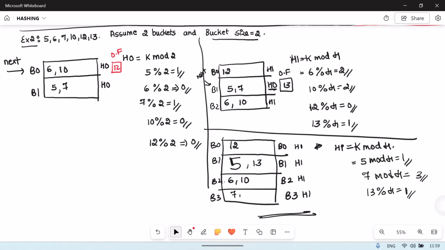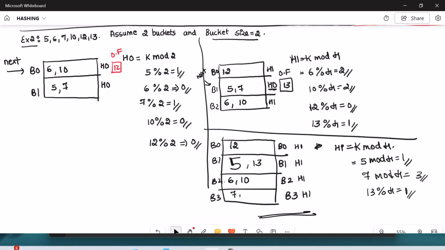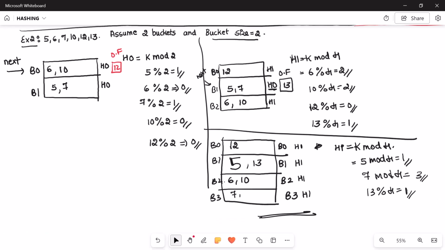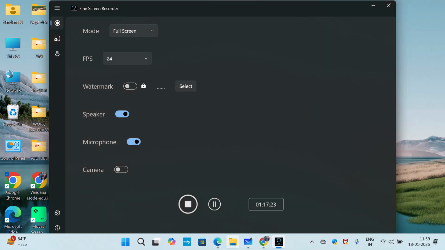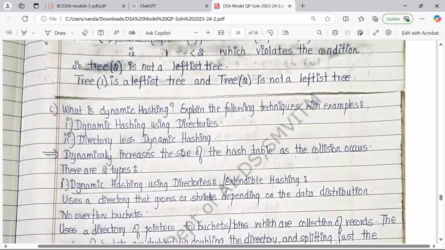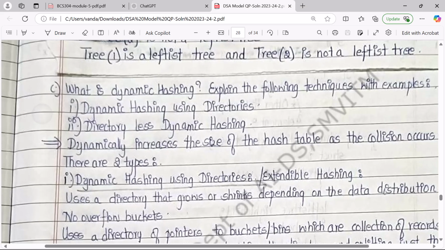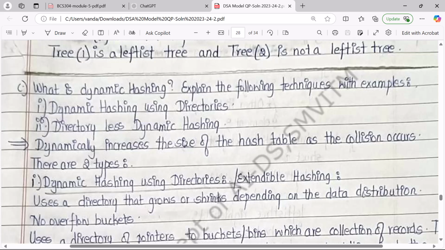So in this video, we have looked at static hashing. We have looked at dynamic hashing in detail, along with the types of dynamic hashing and its examples. I think I have the model question paper here. This was last year's model question paper. In that you have one question: what is dynamic hashing? Explain the following techniques with examples: dynamic hashing using directories and directory-less dynamic hashing. So you will have to explain.